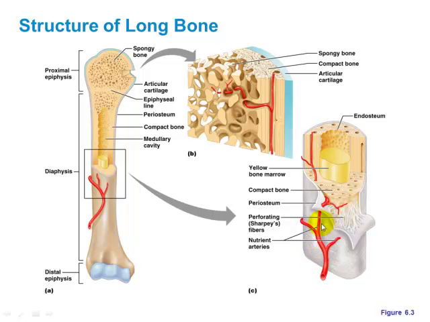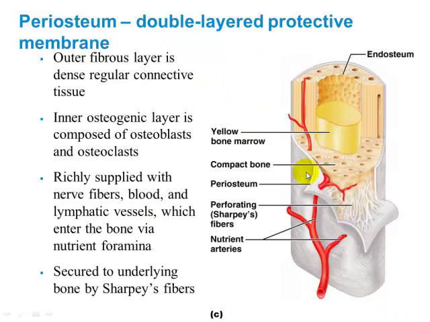You will notice that there are blood vessels that are going to come in and they will actually penetrate through this compact bone. The periosteum is going to be very important. It is also a double-layered protective membrane. The outer part is a dense fibrous connective tissue. It does have a fairly white appearance.